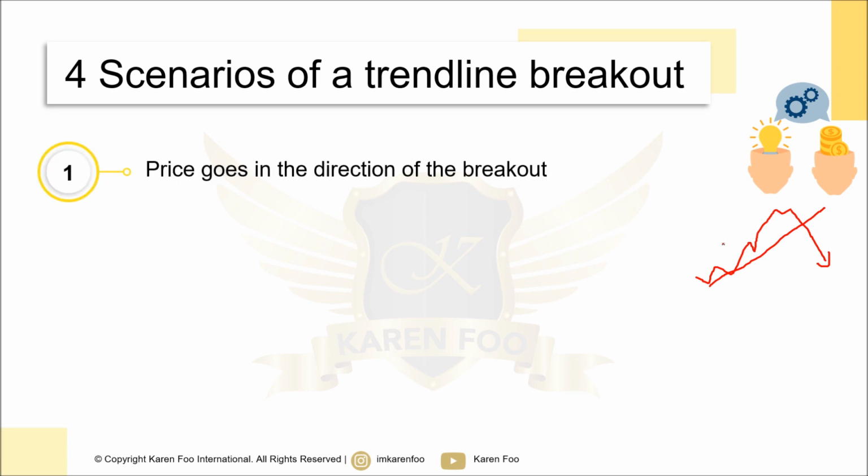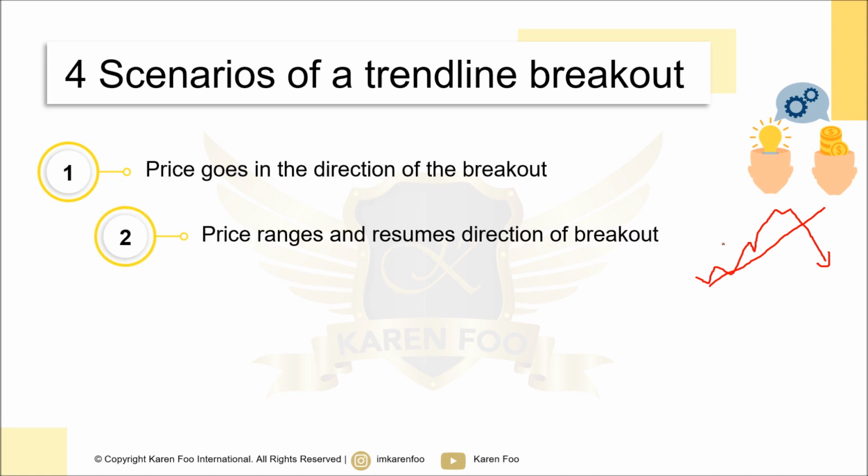First thing is price goes in the direction of breakout, which is what you want. But there are other things that can happen. For example, price would range a little bit and then it will resume in the direction of the breakout. So, example, price breaks this trend line and then it goes in a sideways market before it goes down. Okay, this can happen too.